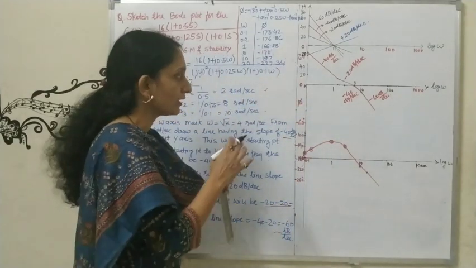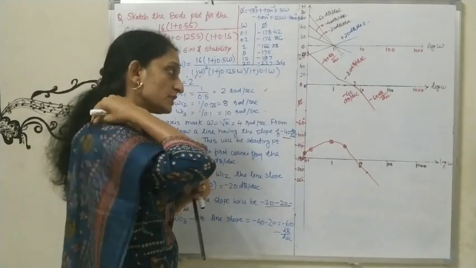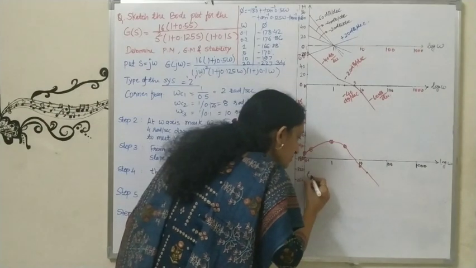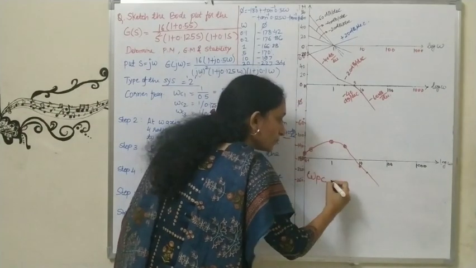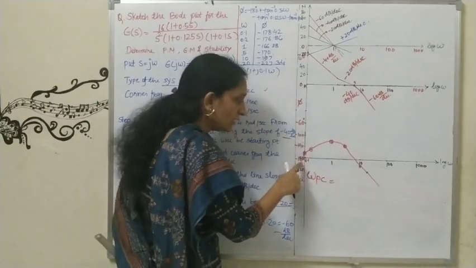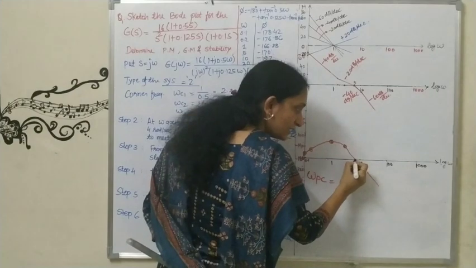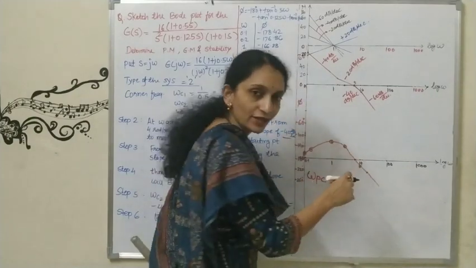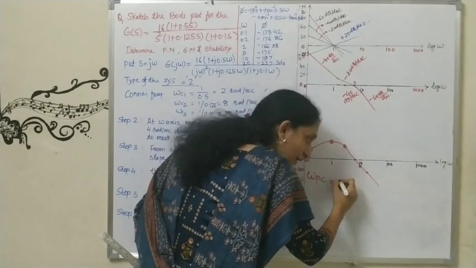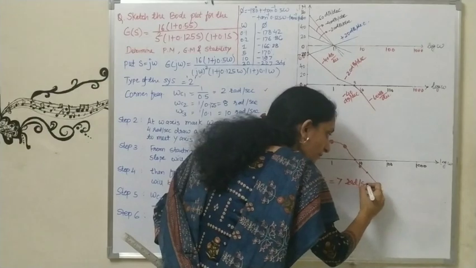Here I have drawn the magnitude and phase plot approximately, but from semi-log paper you will get the exact value. Now we will calculate omega GC and omega PC. First we check omega PC. Here the phase plot is intersecting the minus 180 degree line at this point. It may be 7 to 7.5 or 8. I am writing 7 radian per second for omega PC.